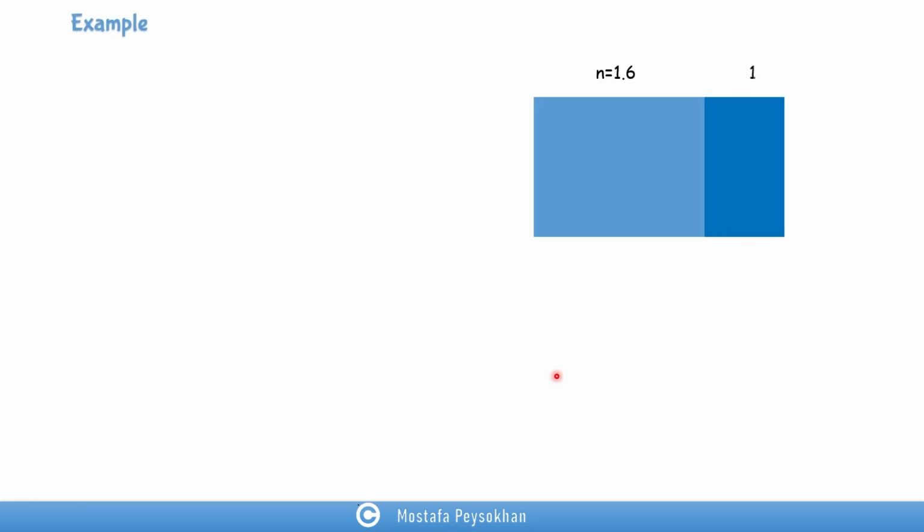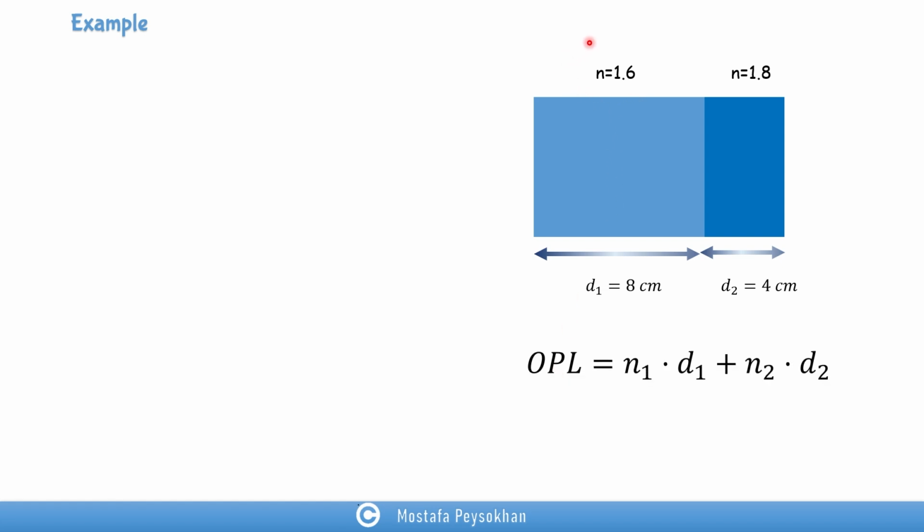Let's say we have two pieces of glass, different materials. The refractive index of material 1 is 1.6, the other one is 1.8. The thickness is 8 cm for D1 and 4 cm for D2. Based on the definition, the optical path length is equal to N1, which is 1.6, times D1 plus N2, which is 1.8, times D2. Now let's take a look at the optical path length in glass 1.